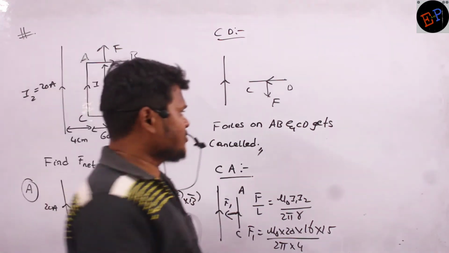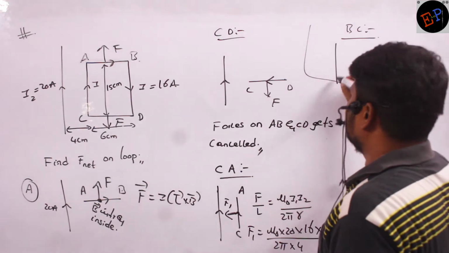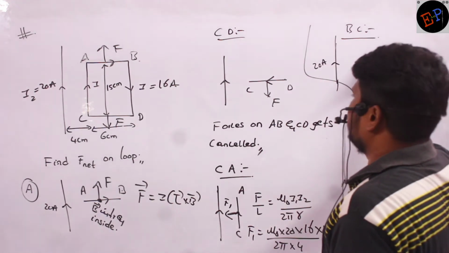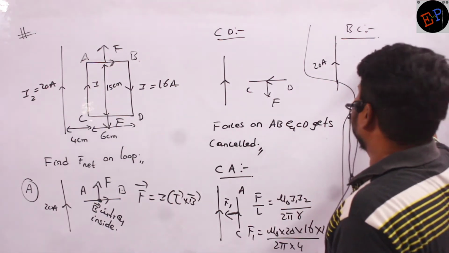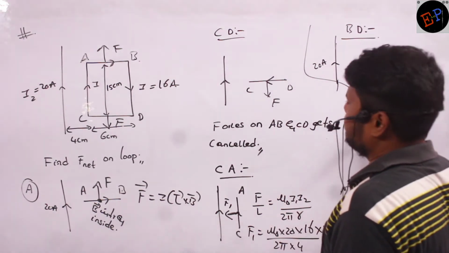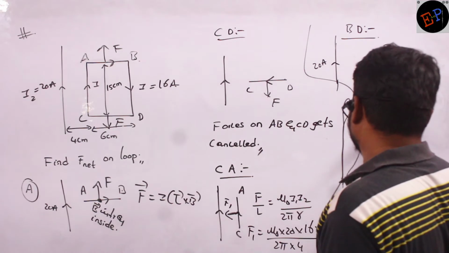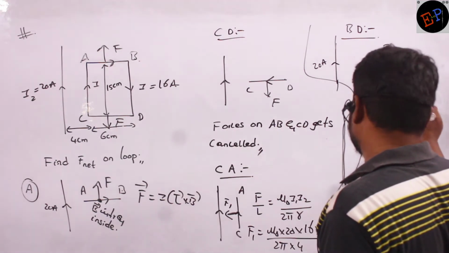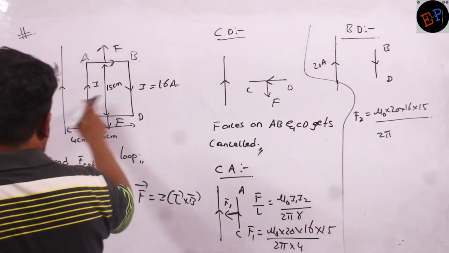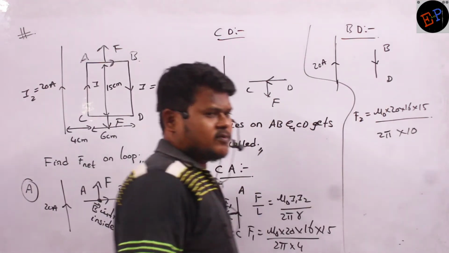Now I want to calculate the force experienced by BC. So this is BC. The wire is in this direction, with 20 amperes of current, and here we have BD. So this is B, this is D. Now do the calculation. F2 is equal to mu naught, the strength of current is the same, 20 into 16, multiplied by the same length 15, divided by 2 pi into the distance between this wire and this wire, 4 plus 6, 10 centimeter. So multiplied by 10. This is the force on the second wire.